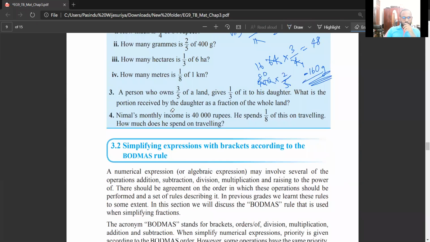I'll go to question number 4 directly. Nimal's monthly income is 40,000. He spends 1/8 of it on traveling. How much does he spend? Very simple. 40,000 divided by 8 into 1 is 5,000.